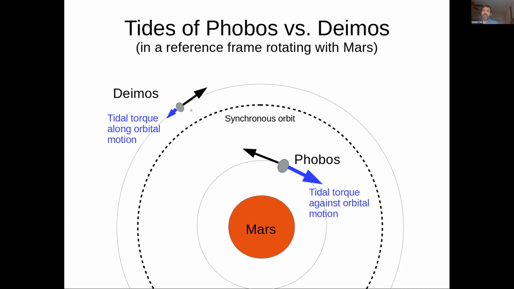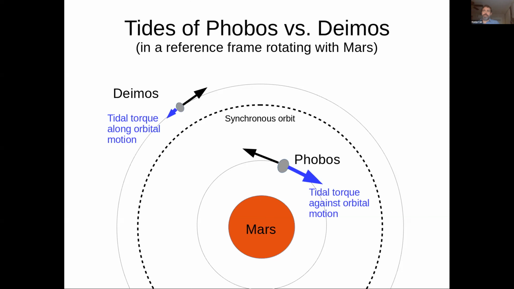Remember, these arrows are in the rotating reference frame. In real life, everything is orbiting counterclockwise. So this arrow that is forward in the orbital motion would make Deimos move outward, while the arrow that's slowing down Phobos would make it move closer to Mars. In practice, the orbital interaction between Mars and Phobos is much, much greater because of the closer distance and also the larger mass of Phobos. So we can pretty much forget the orbital evolution of Deimos. So Phobos should have moved closer and closer to Mars over the age of the solar system.